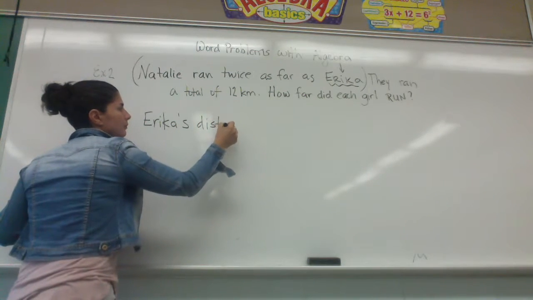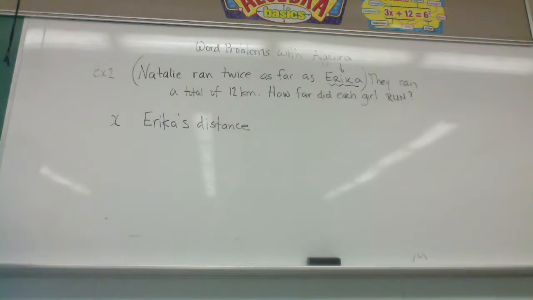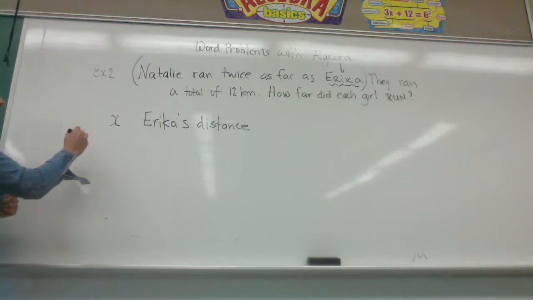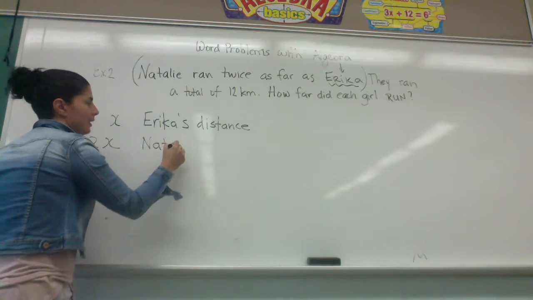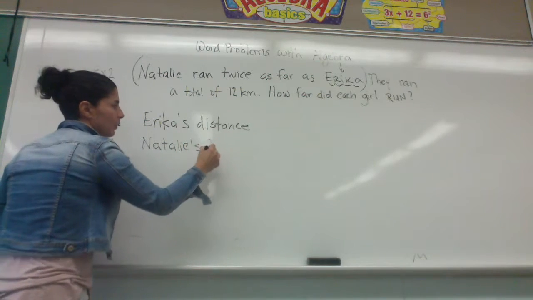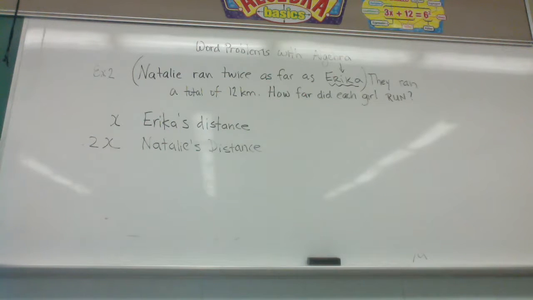X represents Erica's distance. And how about Natalie? Natalie will be what? What's her expression? 2x. So now we have 2x for Natalie, Natalie's distance. Cool. We're almost there. Not that hard, especially the easy ones are great. You get 1 mark for showing me this.